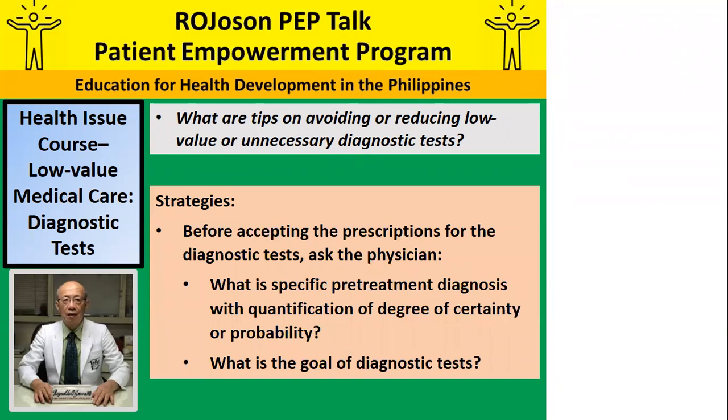Before accepting a prescription for the diagnostic test, be sure to ask the doctors these things. What is your specific pre-treatment diagnosis with quantification of degree of certainty or probability? As I said, there's no such thing as 100% certainty. So you have to ask the doctor, what is your degree of certainty? Hindi pwedeng 50-50. It should be 60-40, 80-20, ganon, no? Okay. And then after that, what is the goal of the diagnostic test? Ano bang gustong nating i-achieve pag ginawa nating diagnostic test?